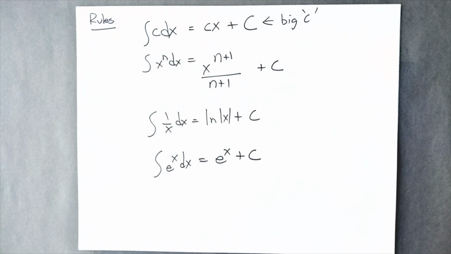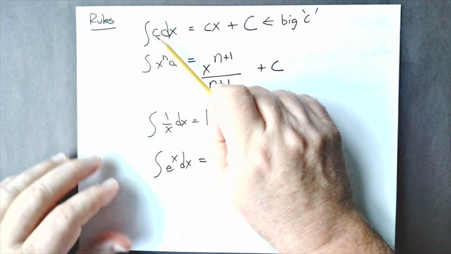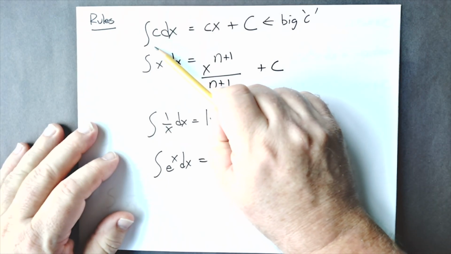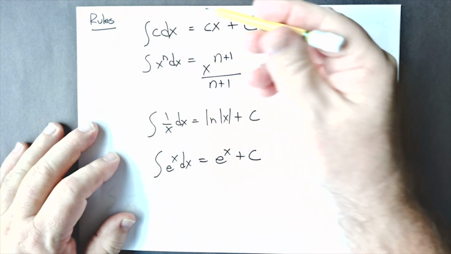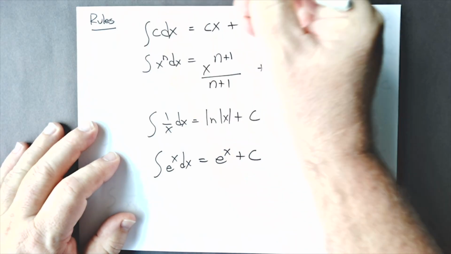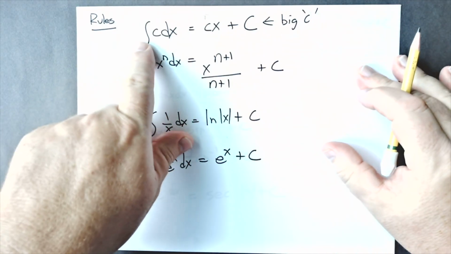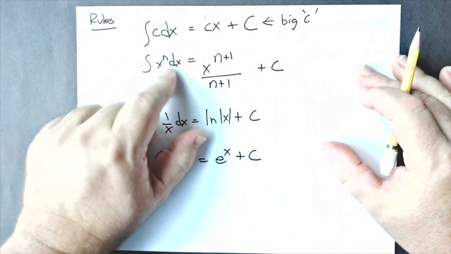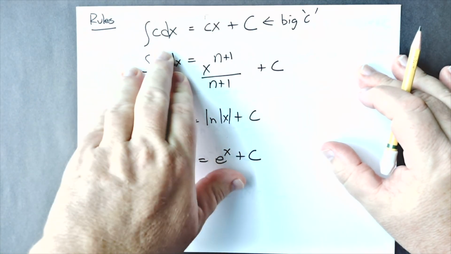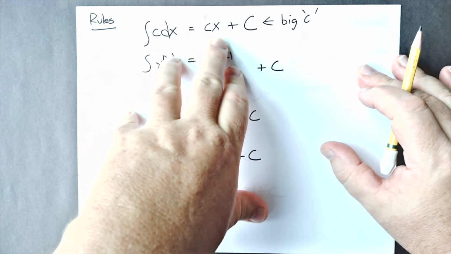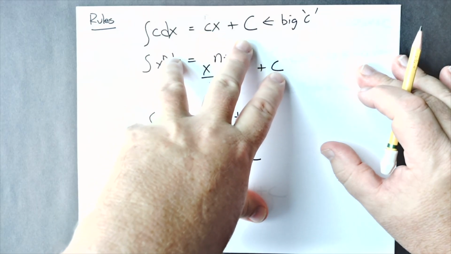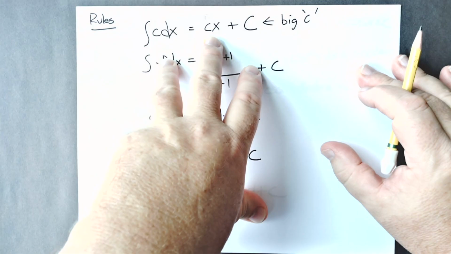So let's look at the rules here. And I made a mistake here. I put c here. I should not have done that. We should have called this some other number like an n or something. I'm just going to write n here. So if you have the integral, here's just the integration rule. If you have the integral of a number, the answer is just that number times x plus c, which makes sense because what's the derivative of nx?